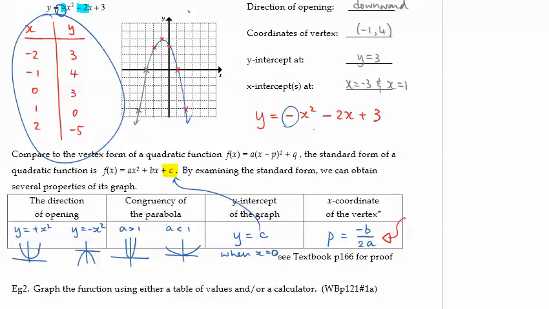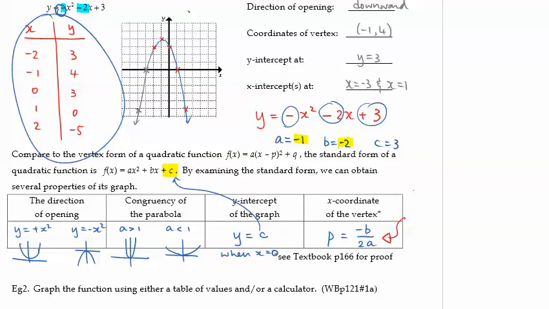This is the number for A. And here is the number for B. And of course, that will be the C. But we don't need that for the vertex. The C is to give us the y-intercept. We'll be using this and that to calculate the x-coordinate of the vertex.